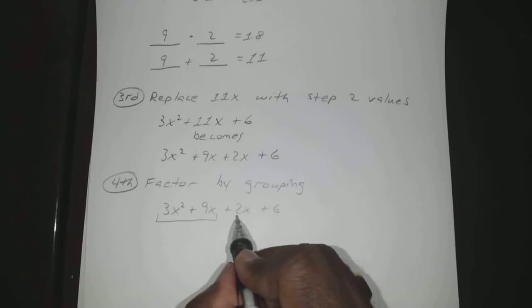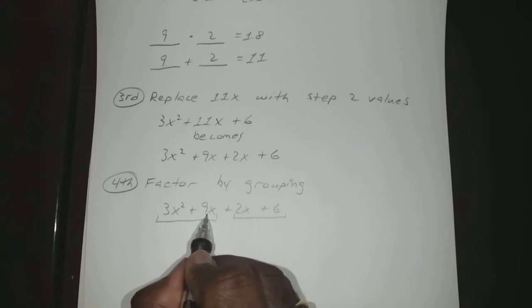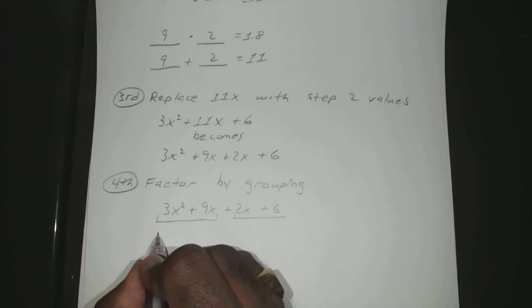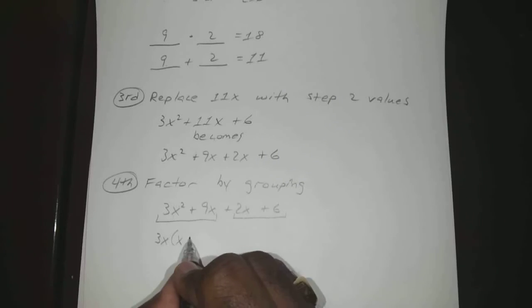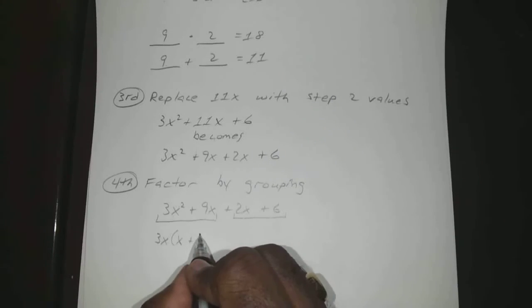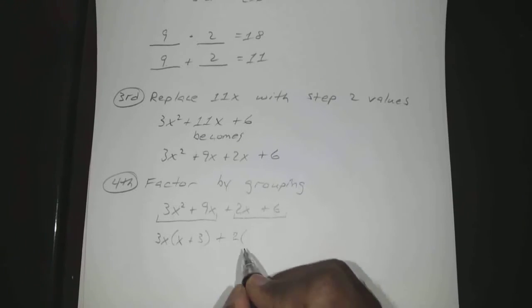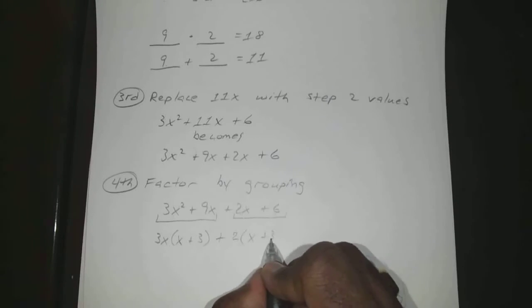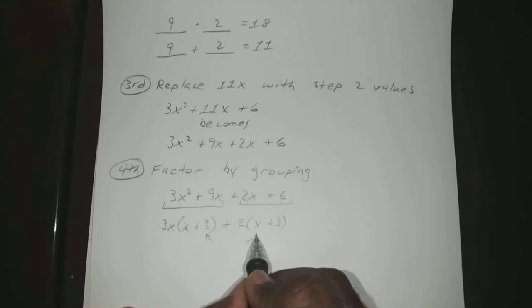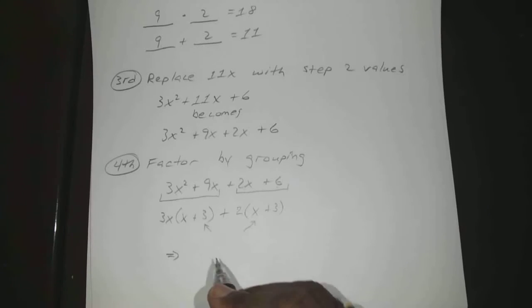Your first step, you have to make your subgroups. Then you factor both of those subgroups. So for these two, you can factor out a 3x. 3x times x will give you 3x squared. And 3x times 3 will give you 9x. Okay, so for these two, you can factor out a 2. 2 times x will give you 2x. And 2 times 3 will give you 6. Where these two match, just like we figured they would. So we can go ahead and factor those out.